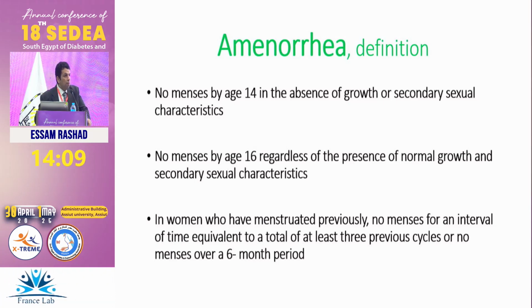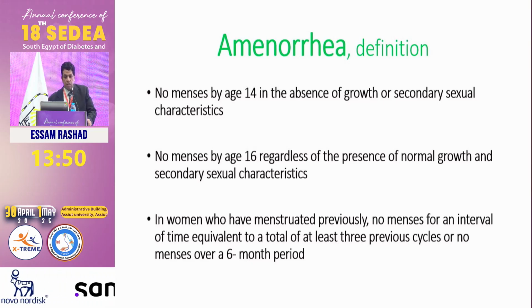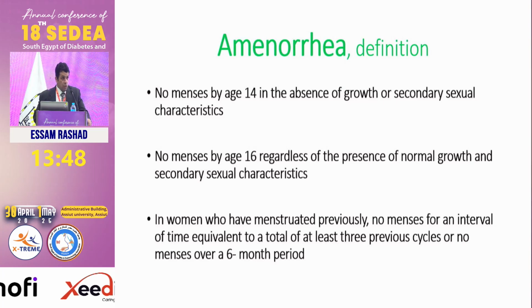By definition, primary amenorrhea is the absence of menses until the age of 14 if there are no other secondary sexual characteristics developing, or the absence of menses by the age of 16 regardless of whether there are secondary sexual characteristics or not. Secondary amenorrhea is the absence of menses for a time equivalent to the length of 3 successive cycles, or a period of 6 months.